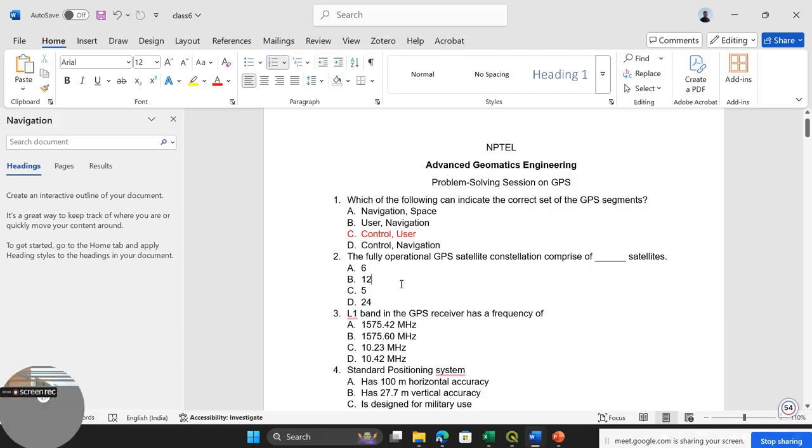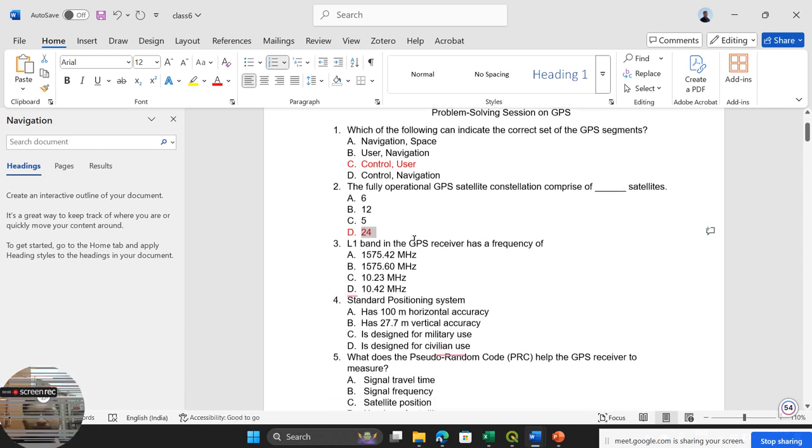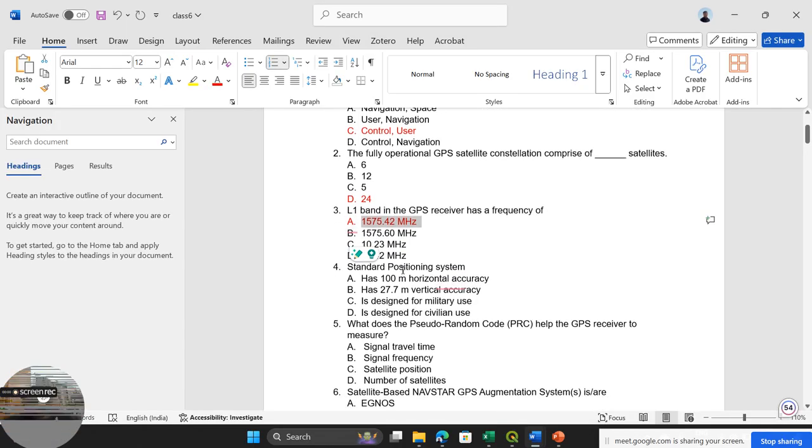Now, the fully operational GPS constellation comprises how many satellites? Okay, so the answer is 24, as we discussed in the beginning of this class. The next question is: the L1 band in a GPS receiver has a frequency of? L1 is around 1500 megahertz, L2 is around 1200, and the P signal has 10.23 megahertz.